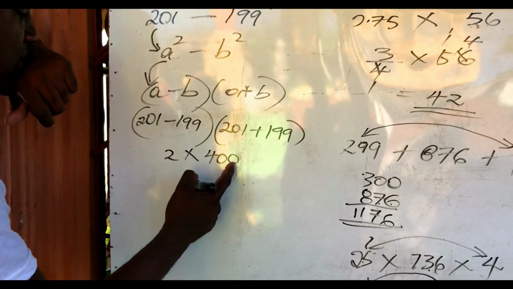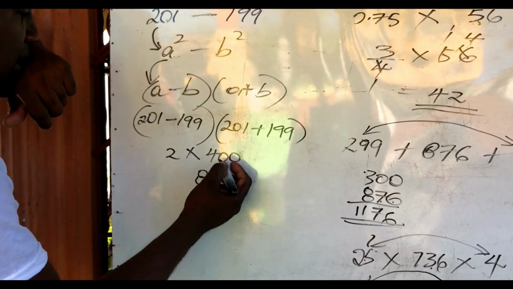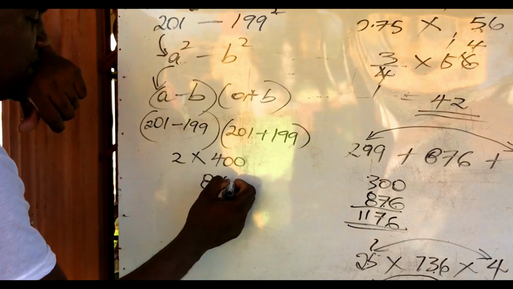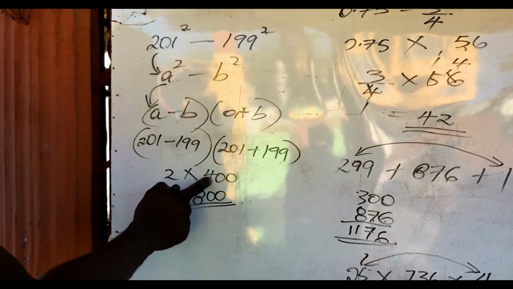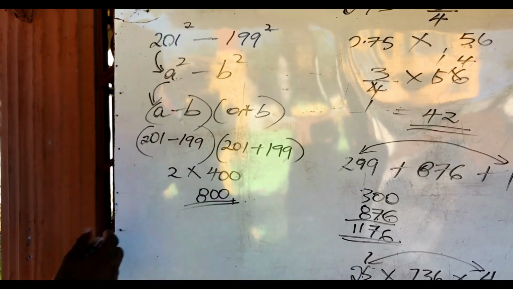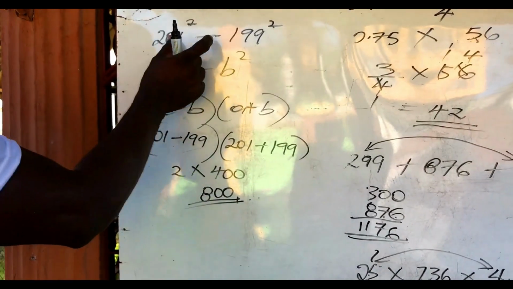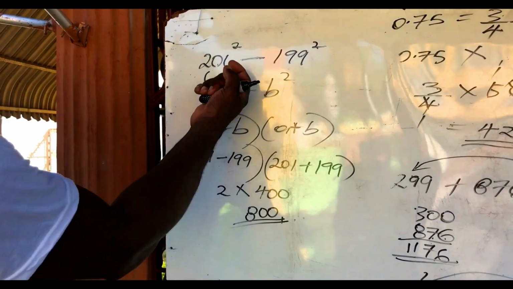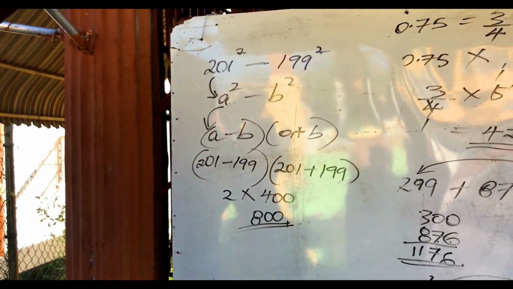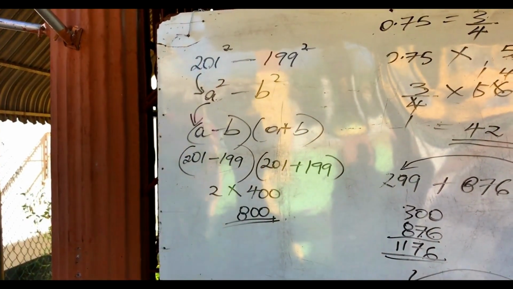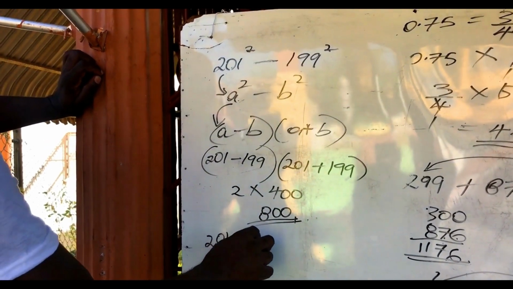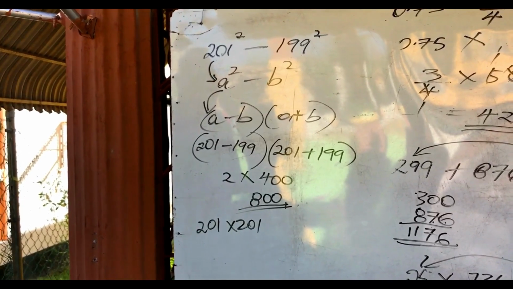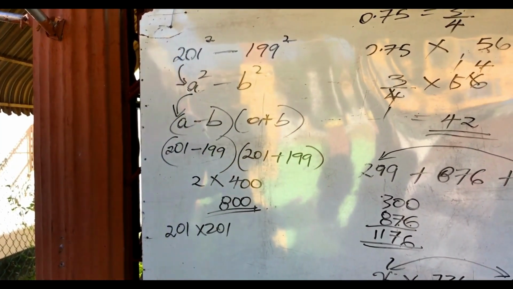So 2 times 400, 2 fours is really 8, and 2 times the zeros will give us zeros, or we simply do the zero trick by saying 2 fours is 8, and we just simply join the two zeros. So anytime you get something like this, just remember that it can be written as a difference of two perfect squares. So you don't have to write out 201 times 201 and 199 times 199 to basically get the answer.